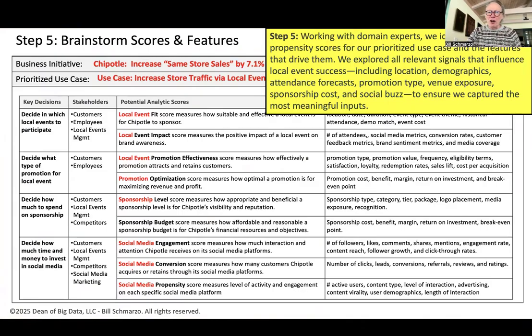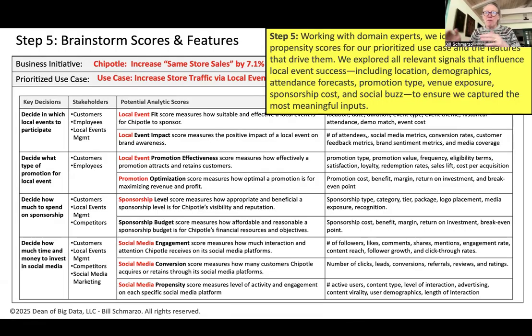Here's step 5. You should all be familiar with step 5, right? We identify the scores and the features that we need to support the decisions that we have to make in support of our targeted use case. Let me say that again. Got a targeted use case: increase same-store traffic, or increase store traffic, through local events. You have decisions that are being made by store management, by marketing, procurement, and logistics around trying to do that.